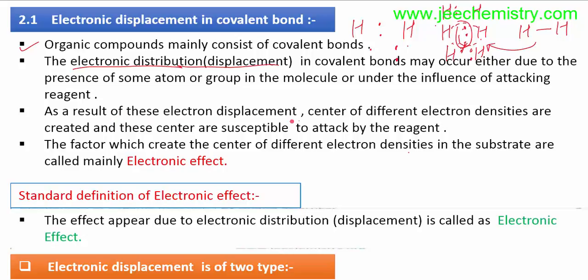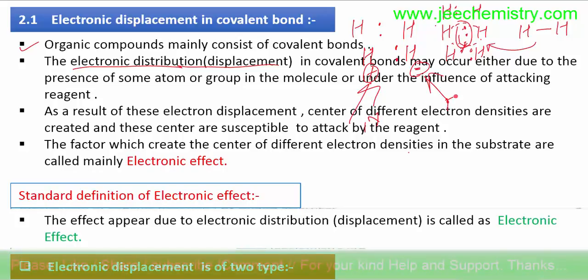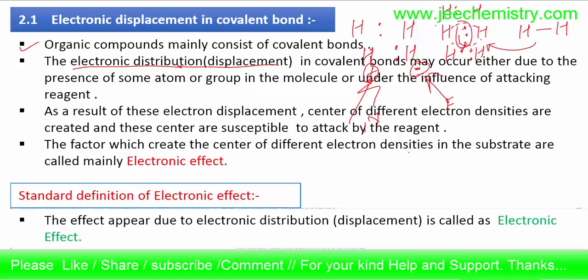As a result of this electronic displacement, centers of different electron density are created. These are susceptible to attack by the reagent. If the electrons were in the middle but then shift to the right side, then one end generates more plus charge and the other generates more minus charge. So one end will behave as having more positive charge, and the other as having more negative charge. The negative charge will be attacked by an electrophile, and the positive charge will be attacked by a nucleophile. So electrophiles and nucleophiles are more susceptible to these attacks.